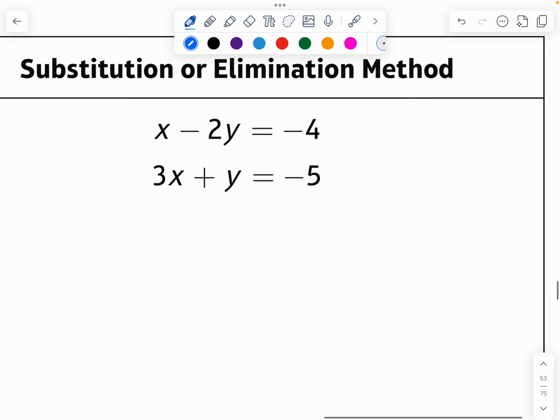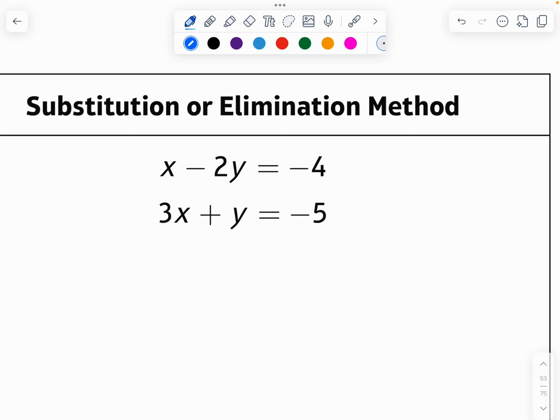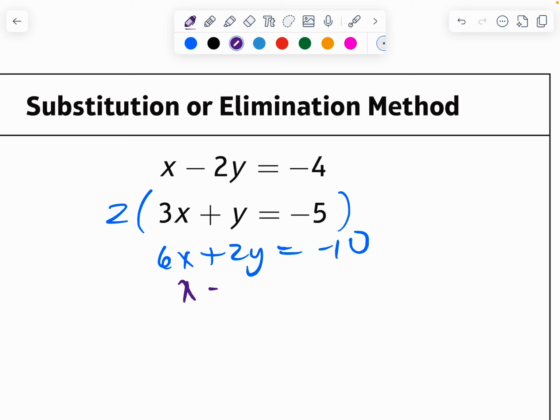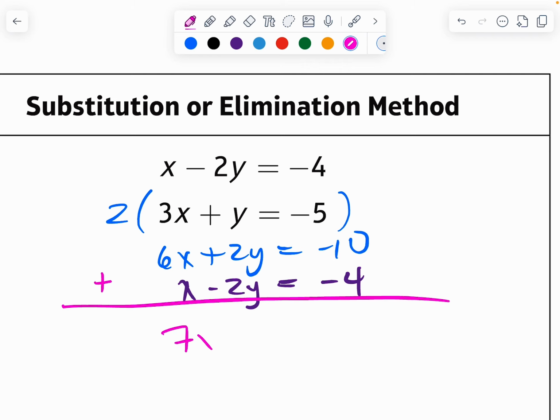Now let's come over here. Substitution or elimination method. Let's do elimination. So I'm going to multiply this one by 2, and I'm going to get 6x plus 2y equals -10. Bring down the other equation, equals -4. Add those, 7x equals -14, so x equals -2.